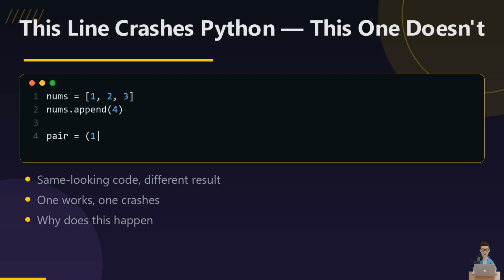One line works. One line crashes Python. Look closely, they're the same shape, a variable holding a collection, and we're just adding something to it. Run the first and it just works. Run the second and Python throws an error at you. Same intention, wildly different outcome. I'm Kai and today we're finding out exactly why.